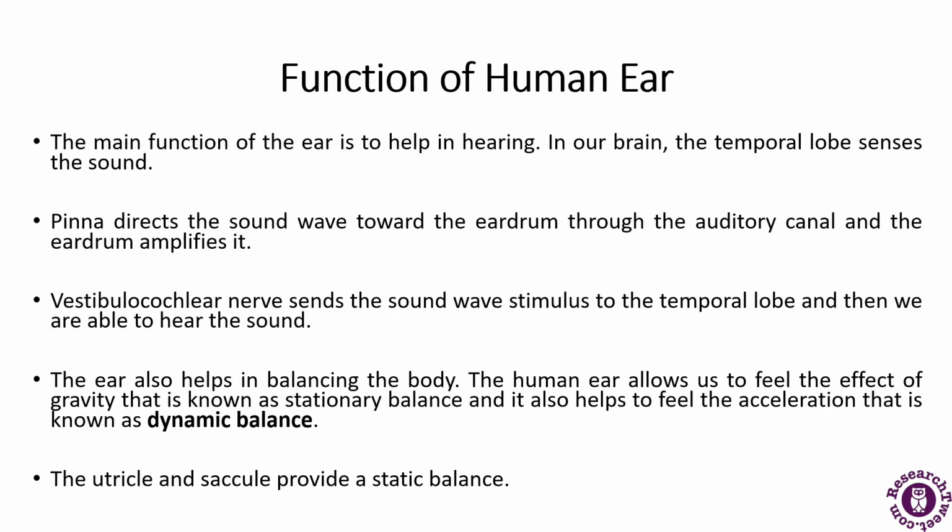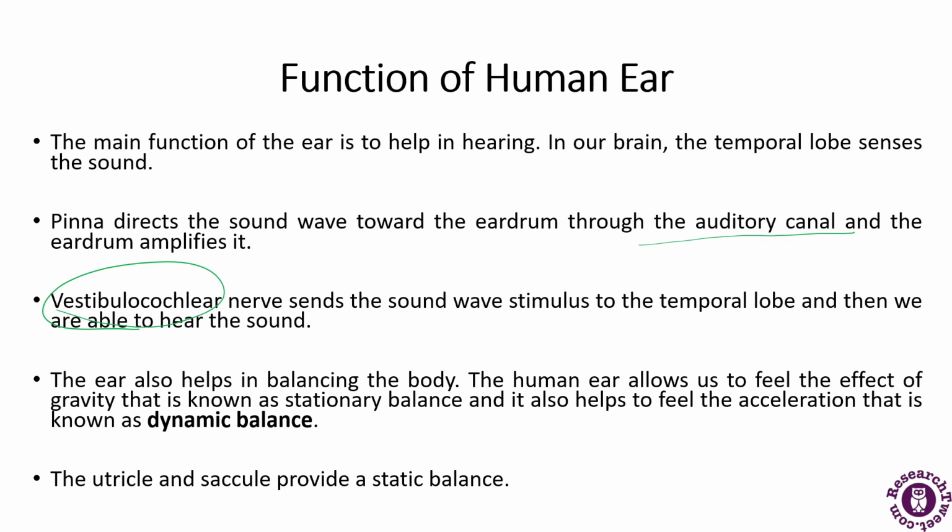Now, what are the main functions of the human ear? First of all, the main function is to hear. In our brain, the temporal lobe senses the sound. The pinna directs the sound waves towards the eardrum through the auditory canal, and the eardrum amplifies it. The nerve sends the sound stimulus to the temporal lobe, and then we are able to hear the sound. So the human ear plays a major role in hearing.